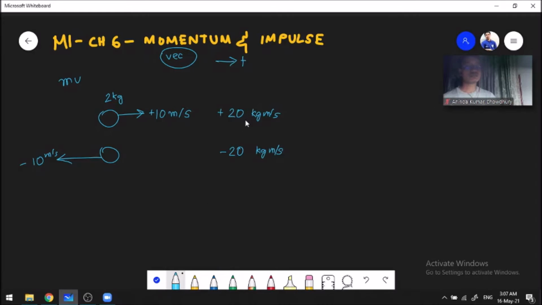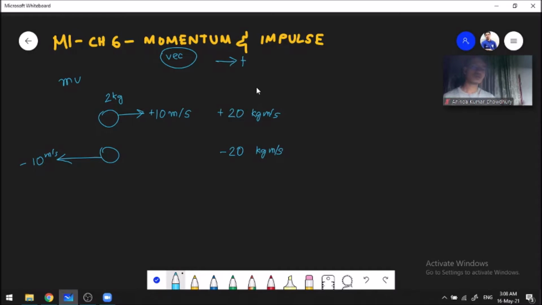So if somebody asks you, what is your momentum? You're going to say the momentum is 20 kg meter per second towards the right. How did you understand that the momentum is towards the right? Because of this positive sign. And if this is the answer, the momentum will be 20 in the left direction. Why left? Because the sign is negative. And finally, you have to say that in this math, we have taken the right direction as positive.